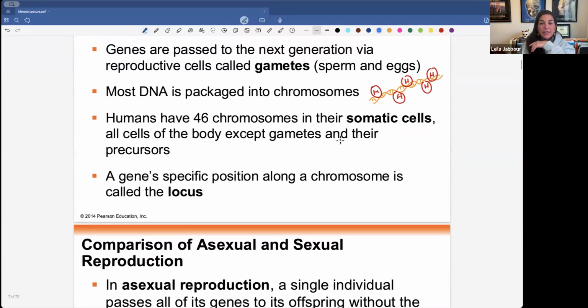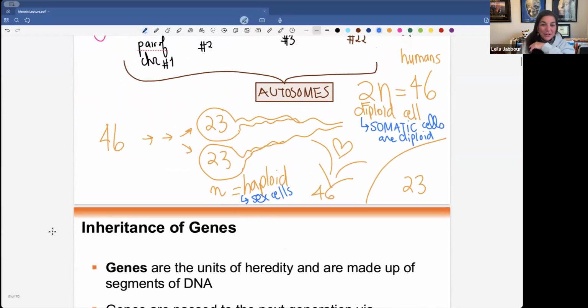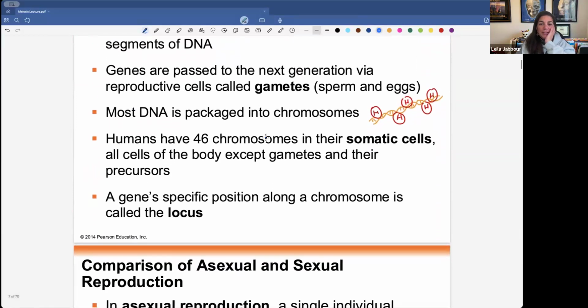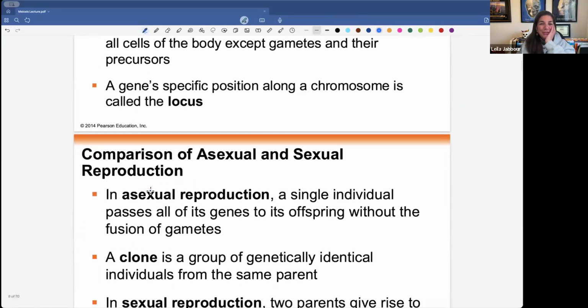Somatic cells, all the cells of the body except gametes and their precursors. Precursors because this is a diploid cell, right? So this is the precursor of the gametes. So the precursor has 46 chromosomes, is a diploid cell, and it goes through a series of cellular division to create haploid cells. And now we have gametes. A gene-specific position along a chromosome is called a locus. I already mentioned that in the drawing.